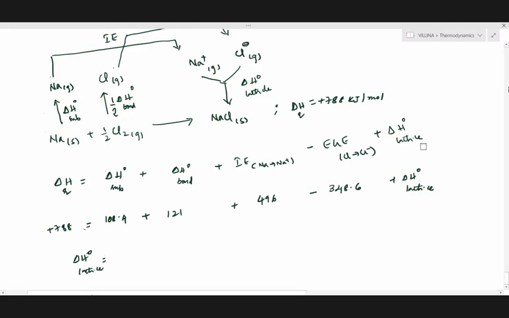Sorry, this is not plus 788. Delta H formation, delta HF, they are in their standard state, right? Not delta HR. So this will be minus 411.2.